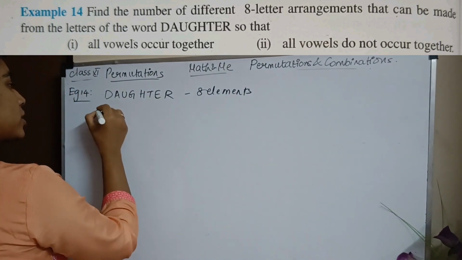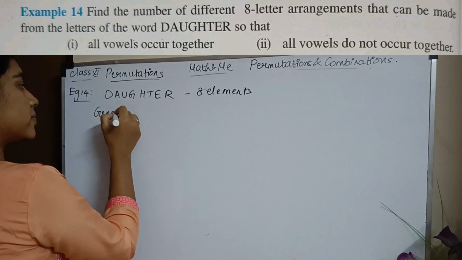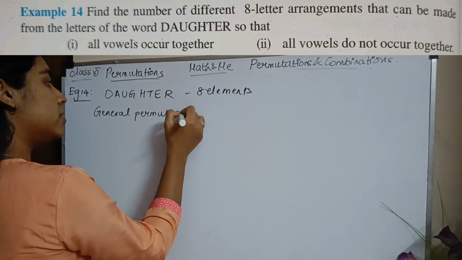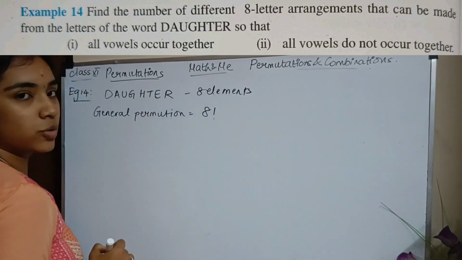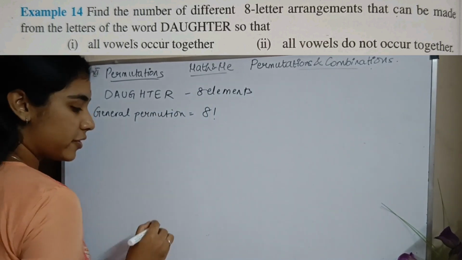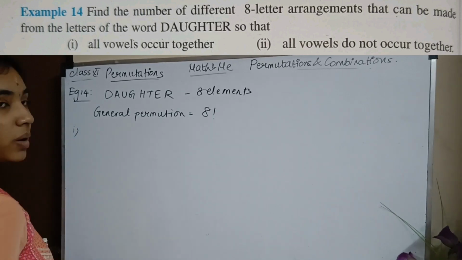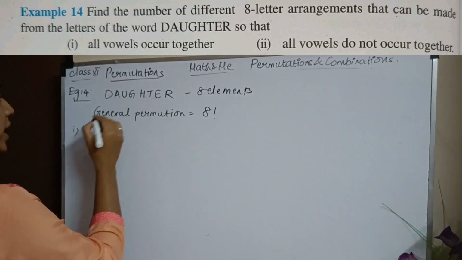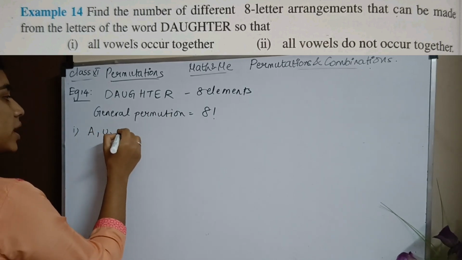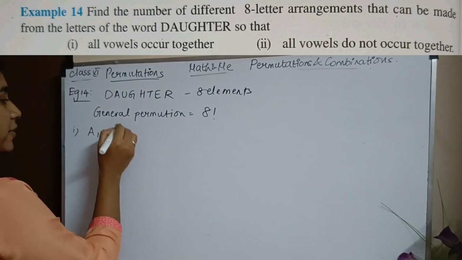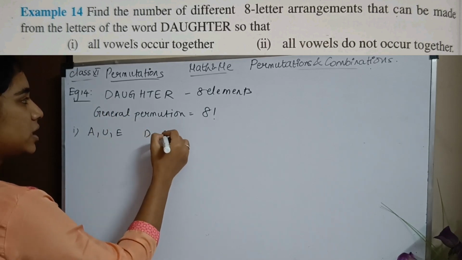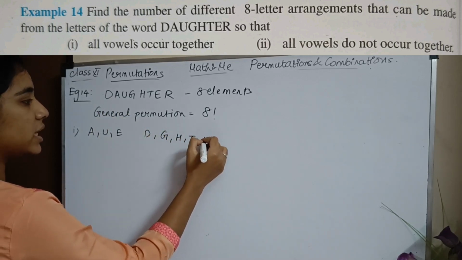I have 8 factorial. So my general permutation will be 8 factorial. Correct? Now my first subsection is all my vowels are placed together. So what vowels? I have A, U and E. So A, U and E are my vowels. So I have to have them together. So what other letters do I have? D, G, H, T, R.